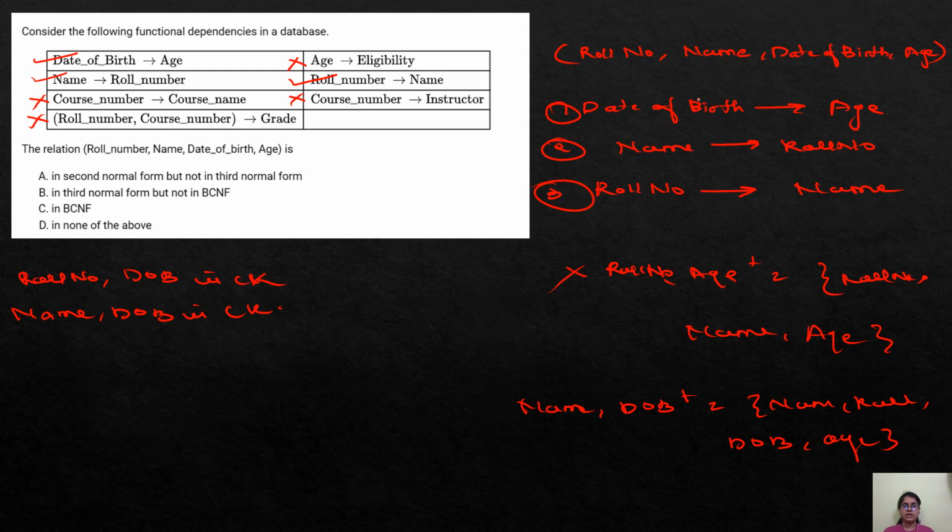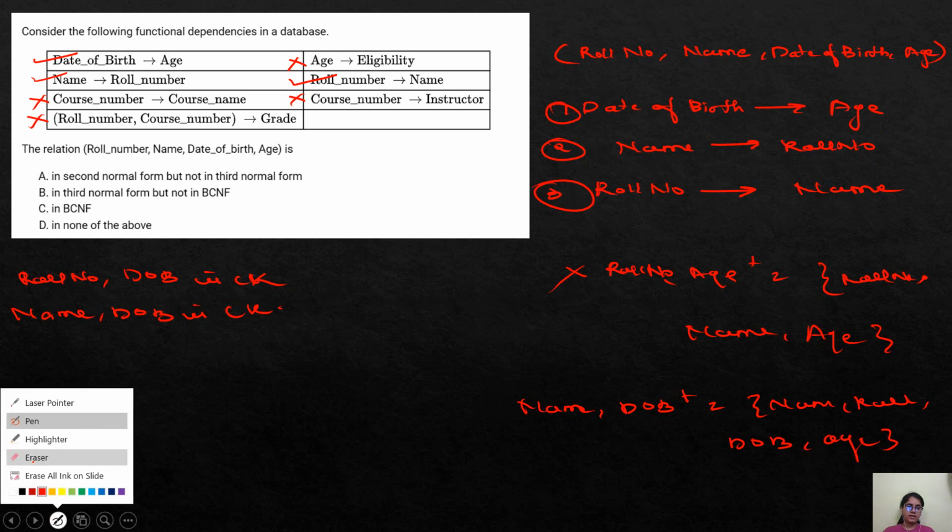So that's why we can't say that name and age is a CK. And date of birth and roll number, this is already there. Date of birth and name is already there. Date of birth and age, if we take, we can't derive anything, because from date of birth it is already derived, and from age it is there. So name and roll number will be left, and we can't say it is a CK.